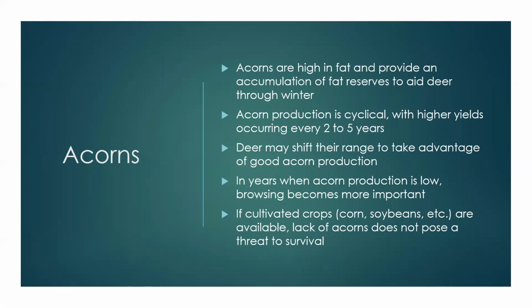Now, in years when acorn production is low, so maybe we have a bad drought or maybe we have too much water and it just really screws up the acorn development, that's when browsing is going to become very important. Browsing is essentially a way of feeding where deer are going to feed on twigs, on bark, on little flower buds, on fruit buds. Basically anything that they can get their mouth on, they will eat.